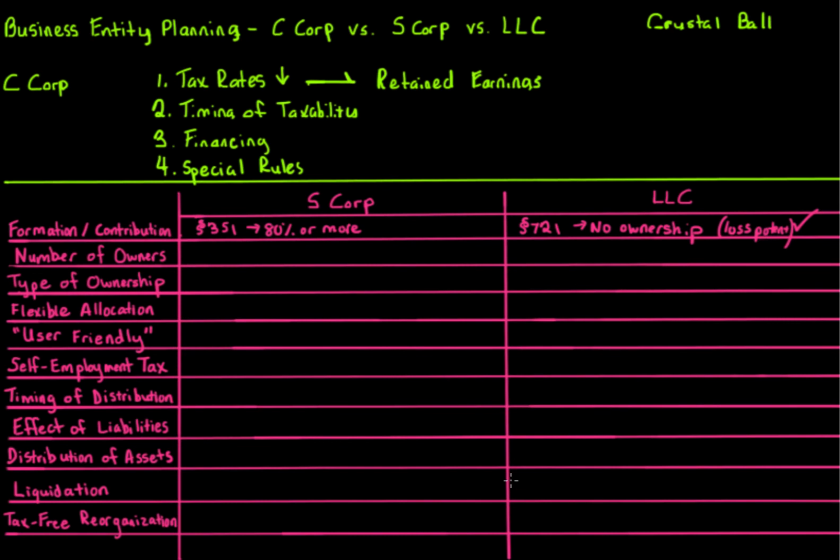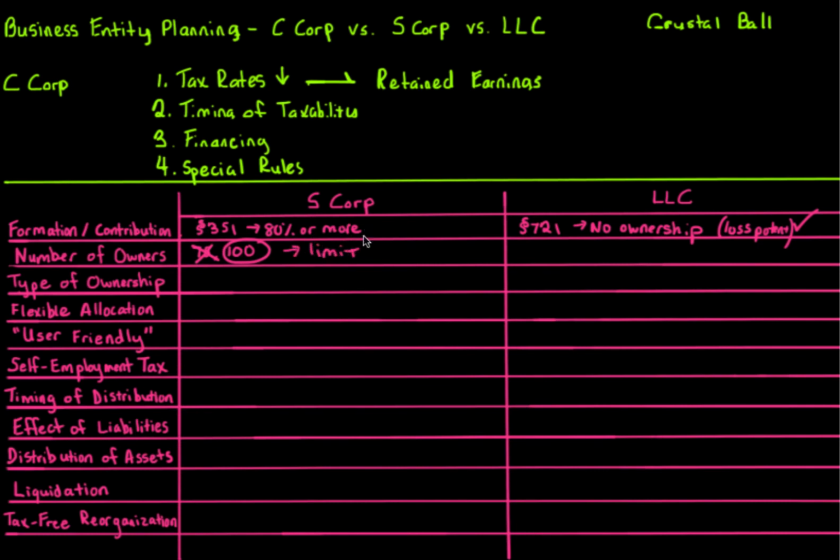Okay, so now we go to the number of owners. So if an S corporation, if you recall, in the rules, and this could change because certain times it's been 75 owners, other times it's been less than that. Currently, at the time of this video, it's 100 owners. It's not 75, it's 100. But there's a limit on the number of owners that an S corporation can have.